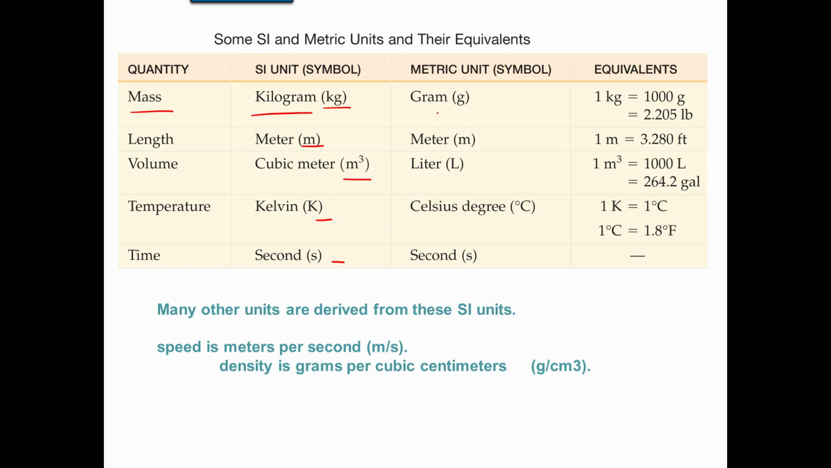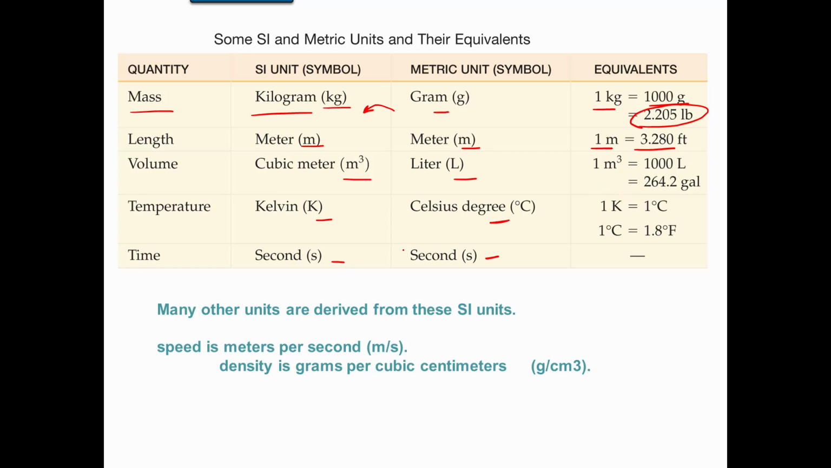The metric unit for mass is the gram, and that's what I use in the lab. But if I were writing a paper, I would need to convert that to kilograms so that I have SI units reported. In the lab, we use meters, liters for volume, degrees Celsius for temperature, because I have to measure the temperature using a centigrade scale or thermometer. And again, time is in seconds. And then some of the equivalents here. A kilogram is 1,000 grams, and that's equivalent to 2.205 pounds. A meter is 3.28 feet, and so on.